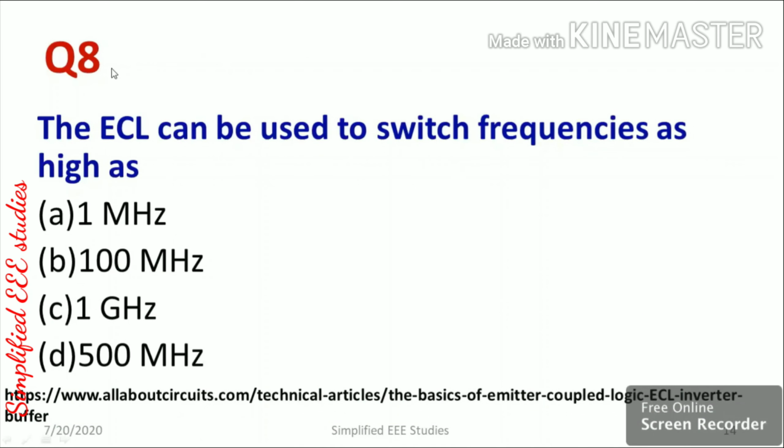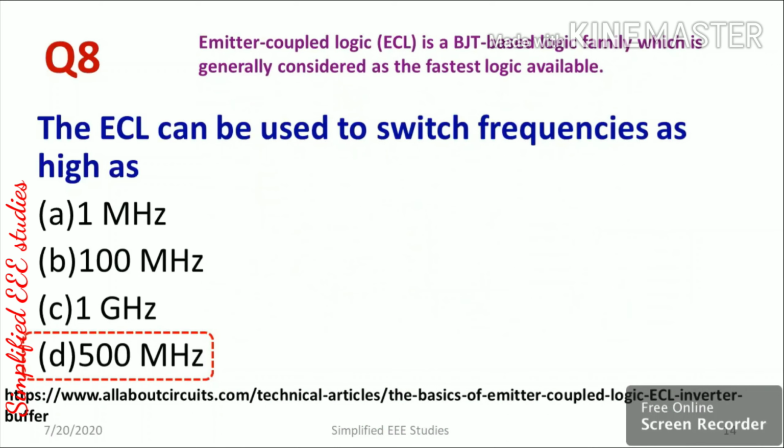I would like to explain question number 8. The ECL can be used to switch frequencies as high as 1 megahertz, 100 megahertz, 1 gigahertz, and finally 500 megahertz. So let us understand what is ECL. Before that, you can opt for option D as the right answer for this question. So what is ECL? Emitter coupled logic, that is known as ECL. ECL is a BJT based logic family which is generally considered the fastest logic available. So that is the elaboration of ECL.